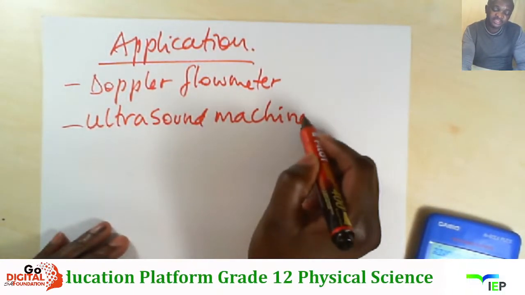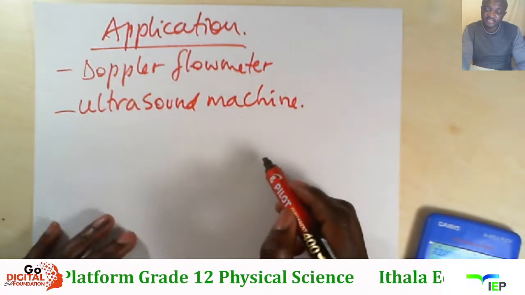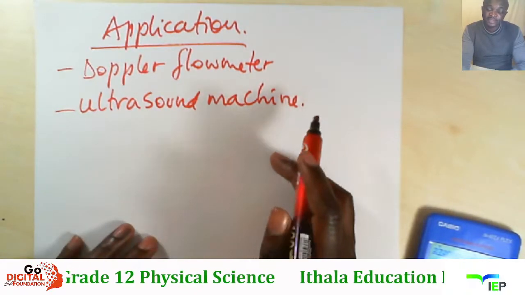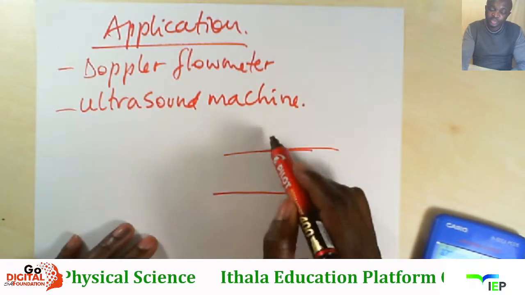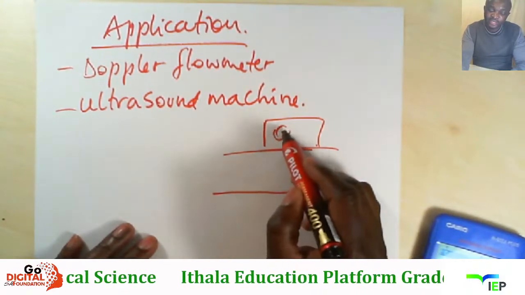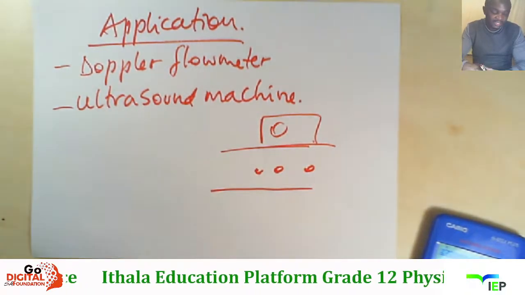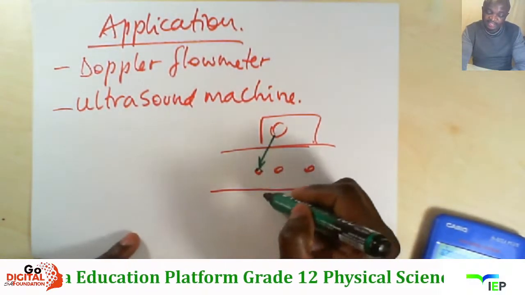The ultrasound machine uses the same thing. So what happens is that they send a sound with a certain frequency. Now if the frequency is fixed, the machine emits, like let's say these are blood cells, they send a sound that strikes a blood cell.